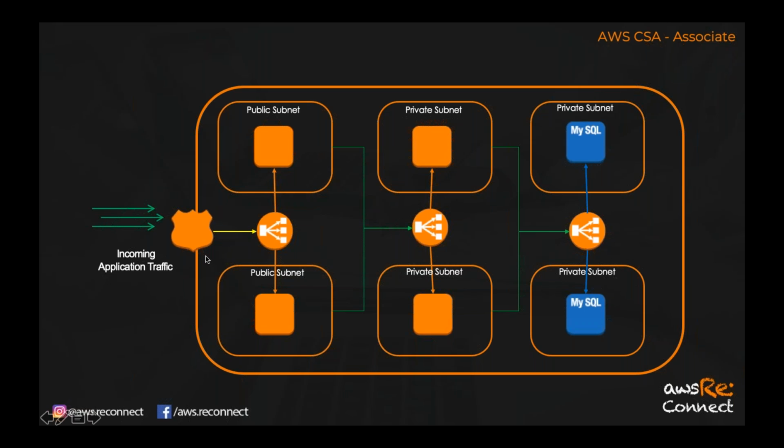Whenever it is facing the internet, it's called an internet ELB, and whenever it's facing the internal side, the internal architecture, it is called an internal ELB. This one is also an internal ELB. Let's assume what exactly the ELB does.